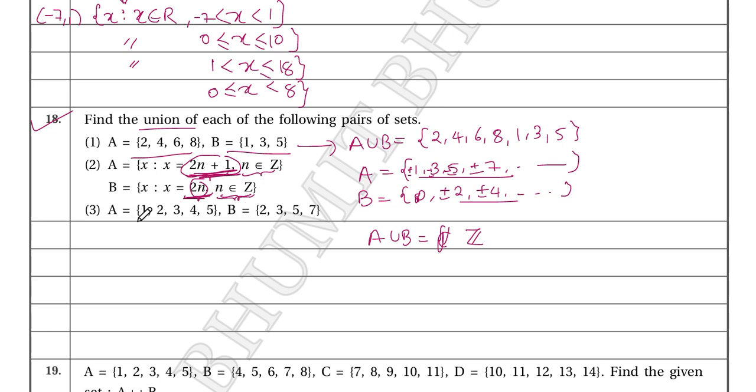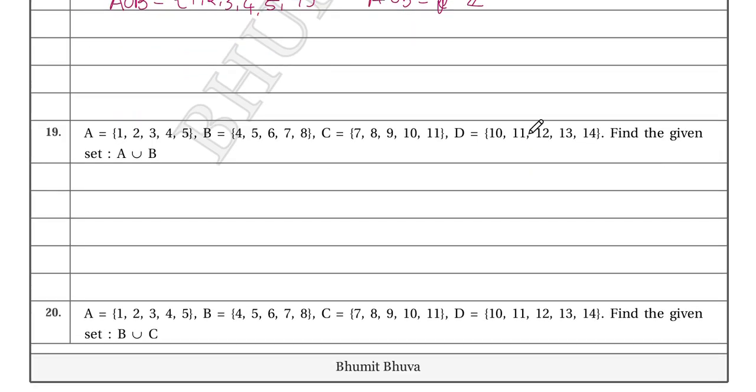Look at the third one: 1, 2, 3, 4, 5, and 2, 3, 5, 7. So what is the union? A union B is equal to 1, 2, 3, 4, 5, and 7. So this is a union. Look at the next question. A set is given, B set is given. We have to find A union B. So what is A union B in this case? Just combine the A set and B set. So 1, 2, 3, 4, 5, 6, 7, and 8.